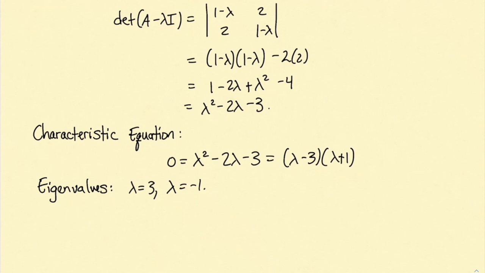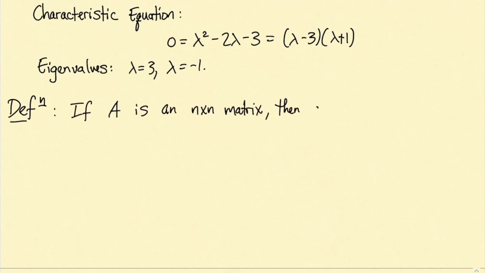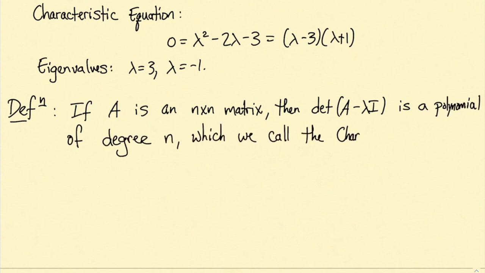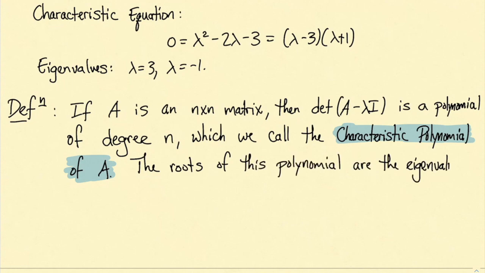Now, this was not an accident. The determinant for our 2 by 2 matrix came out as a degree 2 polynomial. It turns out this will always be the case whenever we have a square matrix, and the degree of the polynomial will be the dimension of the space that the matrix operates on. So if A is an n by n matrix, then the determinant of A minus lambda I is a polynomial of degree n, which we call the characteristic polynomial of A. The roots of this polynomial are the eigenvalues of the matrix A.